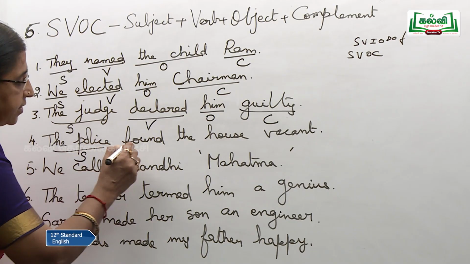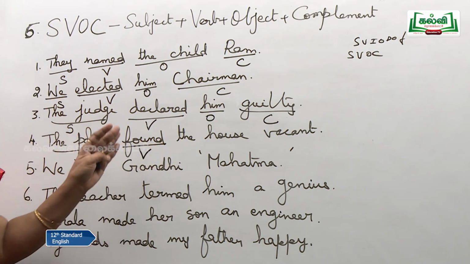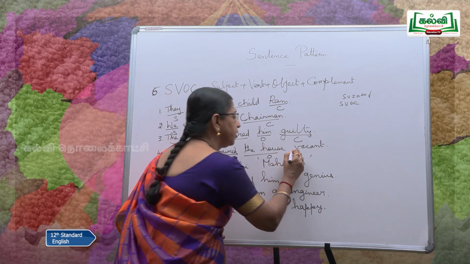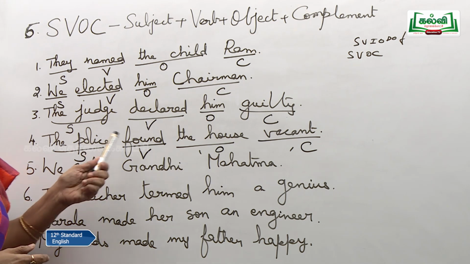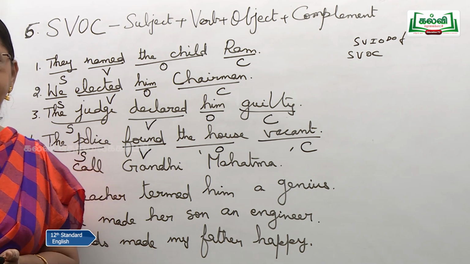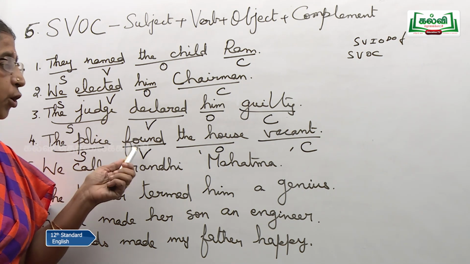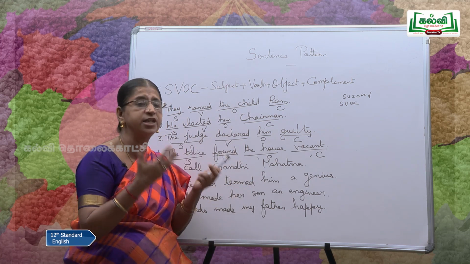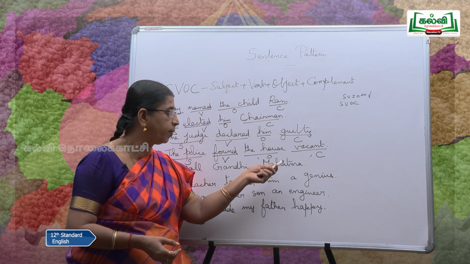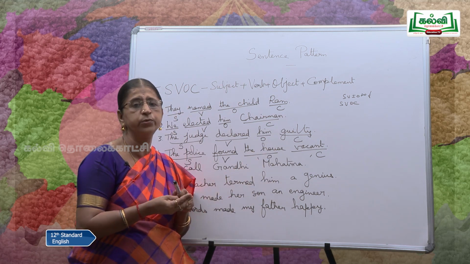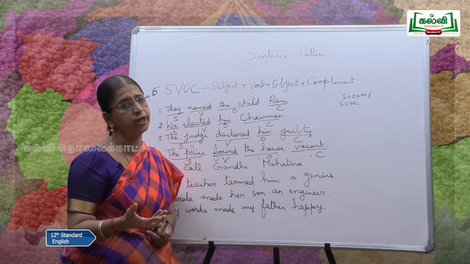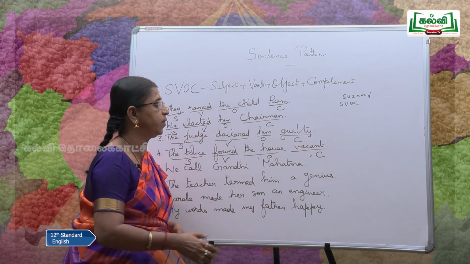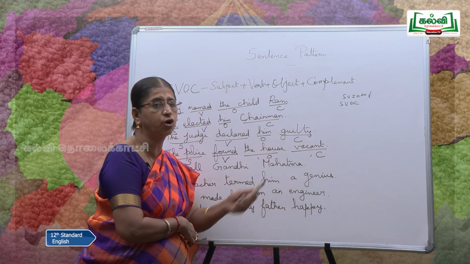The police, subject, found, verb. The police found what? The house, object. The house was found vacant by the police. Now, vacant is the complement. Why? See, the police found the house. It's not like missing the address or missing the location and going to that particular place and locating the house. That is not the meaning here. When the police went to the house, they saw that it was vacant. It was empty. Nobody was residing there. The police had got a clue, so they rushed to this house, but unfortunately they found that the house was empty. So, found the house as a vacant one, as an empty one, as a deserted one. Therefore, this is your complement.